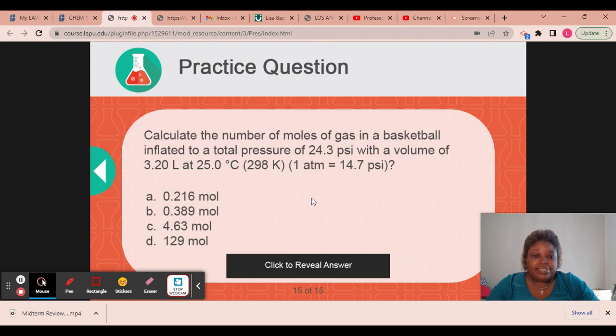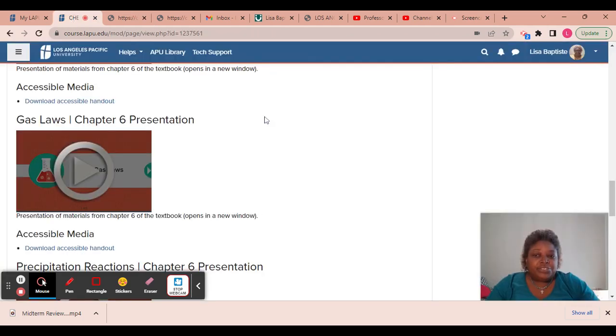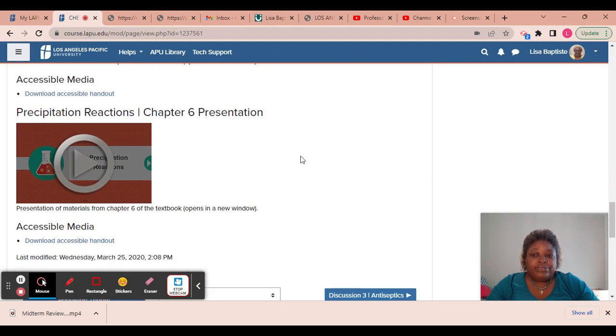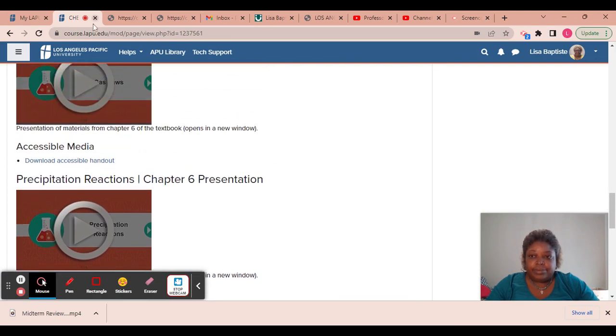Okay. And then a final example to help you out. So go through those practice problems, make sure that you understand the gas laws and that you are using the correct units. Okay.